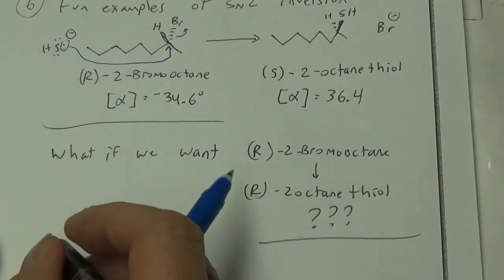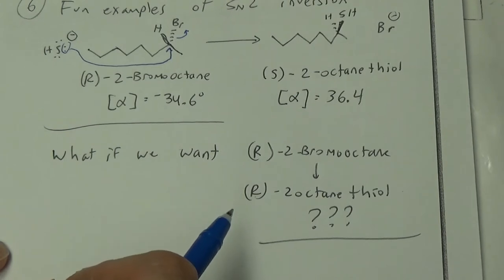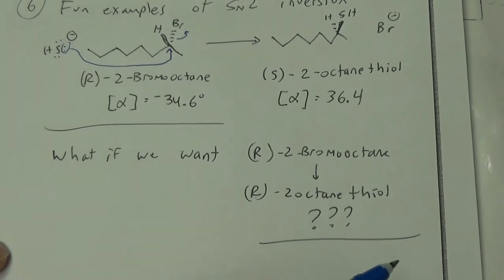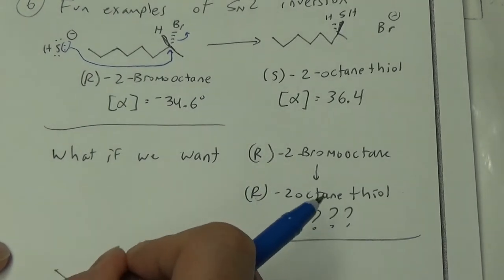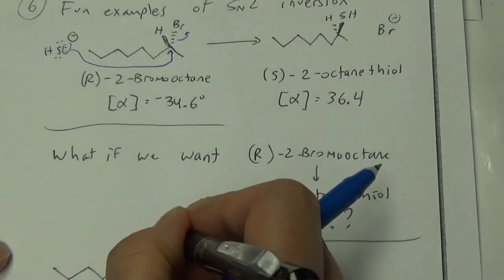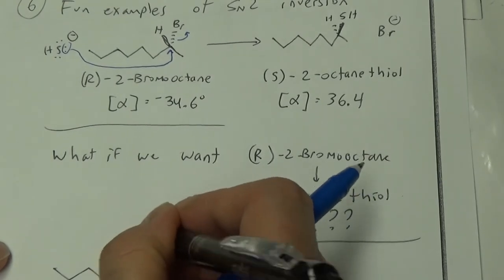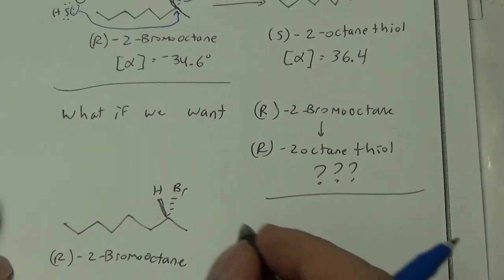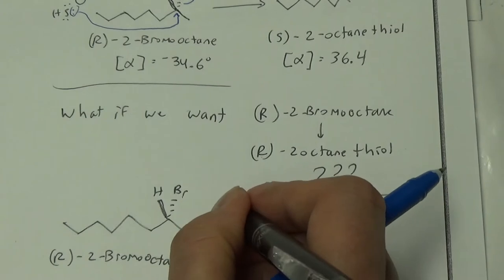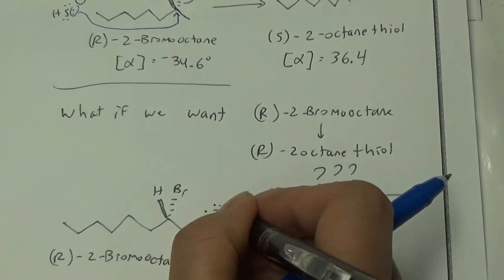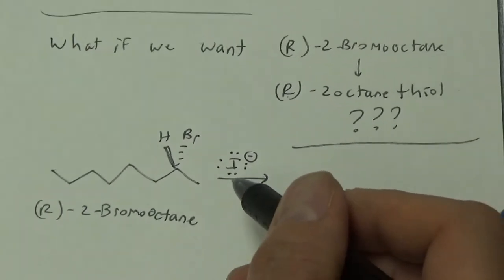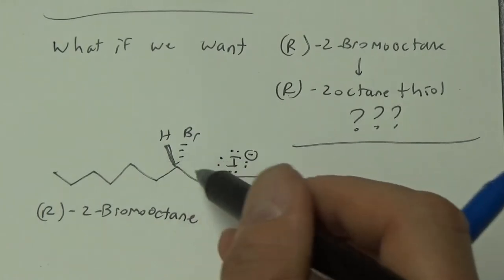Okay, so now I'm going to start again with R-2-bromooctane. One, two, three, four, five, six, seven, eight. Just like before, now we have R-2-bromooctane. And we do this, but now we're not going to react with thiol, we're going to react with iodide. And the thing about iodide is that it is a good leaving group and a good nucleophile. So it loves to be a nucleophile, and it's also a good leaving group.